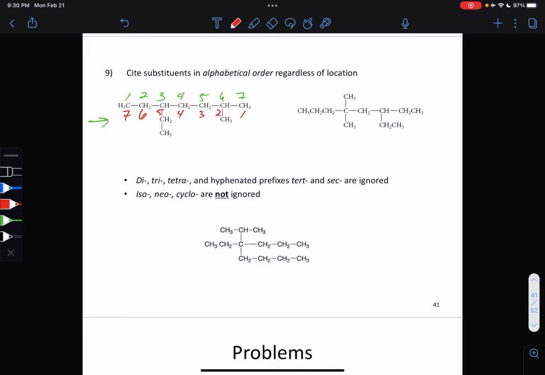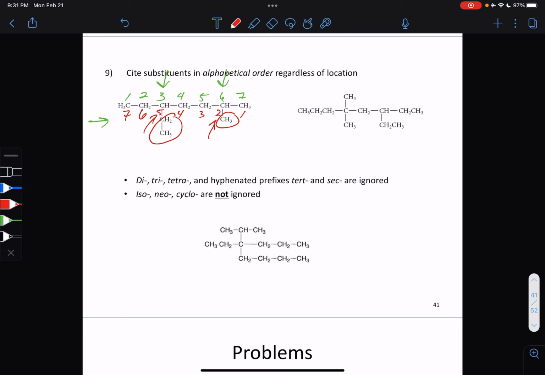All right, are we going to do green or are we going to do red? Well, if we go left to right, we're going to have a branch off number 3 and a branch off number 6. So 3 and 6. I guess I should write that in green, shouldn't I? So it matches up for you guys. Now, if we go right to left, we're going to have a branch off carbon 2, this one right here, and a branch off carbon number 5.